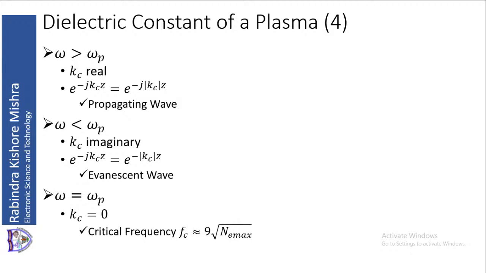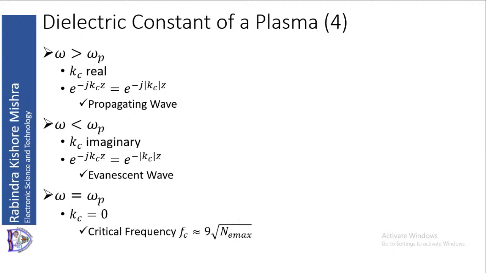From that we can find out what is omega p. So what is the value of omega in terms of omega p? From that we will get omega, and from omega we will get what is f. So that will give us the f, or the critical frequency, which is called the plasma frequency also. Fc is equal to 9 root over of Ne max. Ne max is the maximum density. So 9 comes from root over of 81.